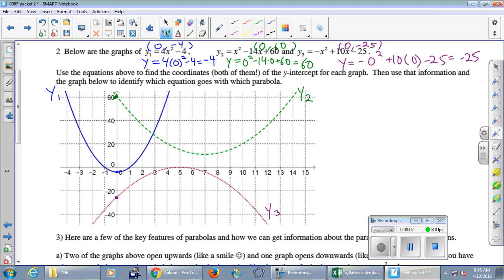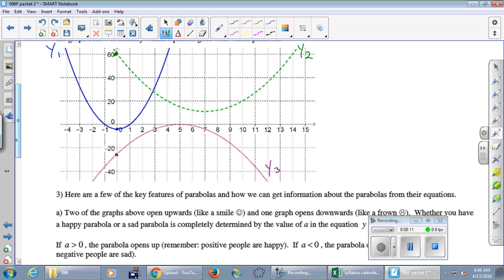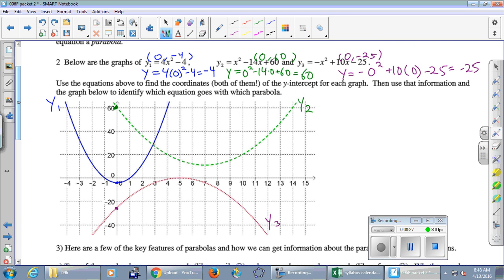Questions so far? Okay, so we're going to speed through some of the features of these curves so that we get a chance to actually draw one from scratch, which is quite a complex process. So some of the key features down here. Two of the graphs open upwards like a smile, and one graph opens downwards like a frown. And it turns out it's really easy to look at the equations and decide immediately whether it's going to open upwards or downwards. This blue guy opens upwards, this green guy opens upwards, and the purple opens down.